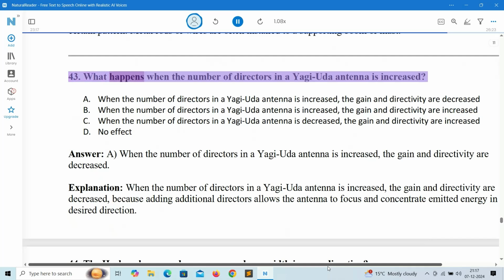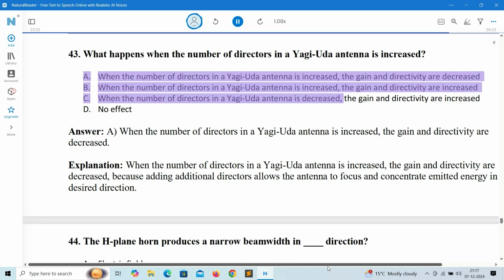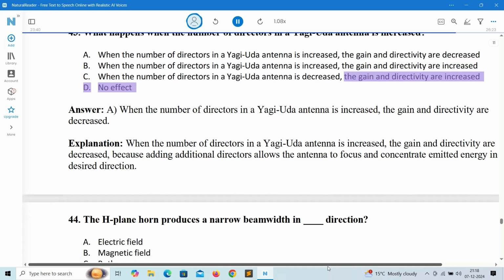43. What happens when the number of directors in a Yagi-Uda antenna is increased? A. When the number of directors in a Yagi-Uda antenna is increased, the gain and directivity are decreased. B. When the number of directors in a Yagi-Uda antenna is increased, the gain and directivity are increased. C. When the number of directors in a Yagi-Uda antenna is decreased, the gain and directivity are increased. D. No effect.